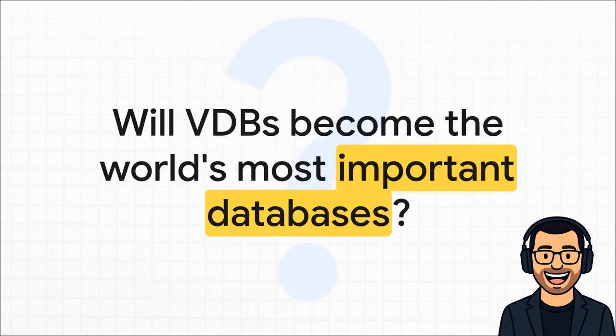All of which leaves us with one last big thought. As AI becomes the main way we interact with all information, doesn't that make the databases that organize information by meaning fundamentally important? It really makes you wonder, are these specialized new librarians about to become the most critical databases on the planet?